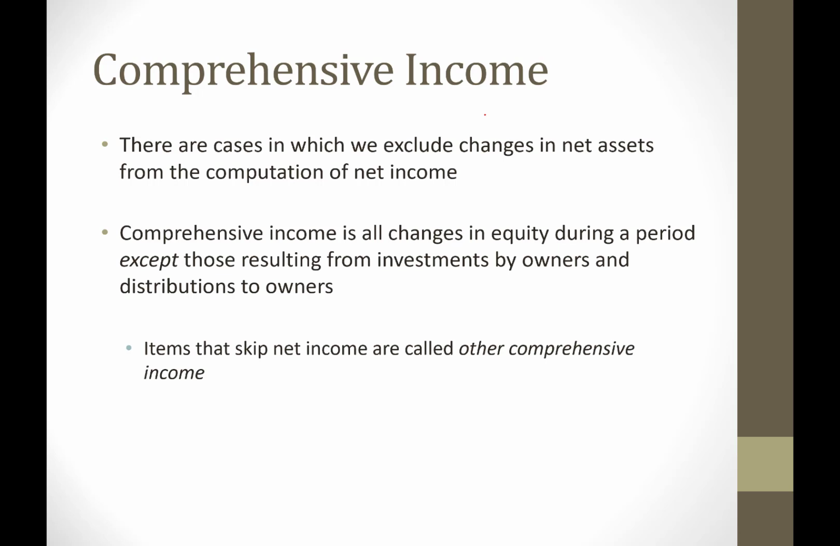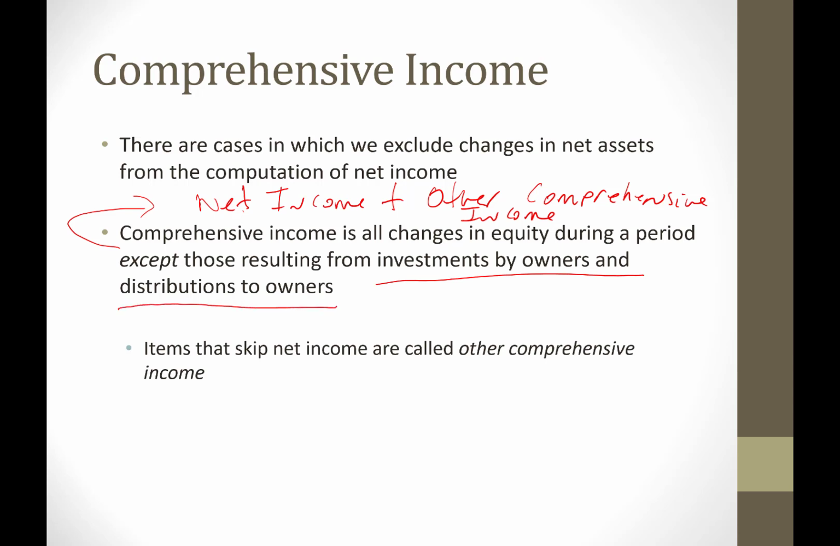So they tell us here that comprehensive income is net income plus other comprehensive income. Okay? It's our net income plus our other comprehensive income. And they tell us that comprehensive income, which is net income plus other comprehensive income, is all changes in equity during the period except those resulting from investments by owners and distributions to owners.